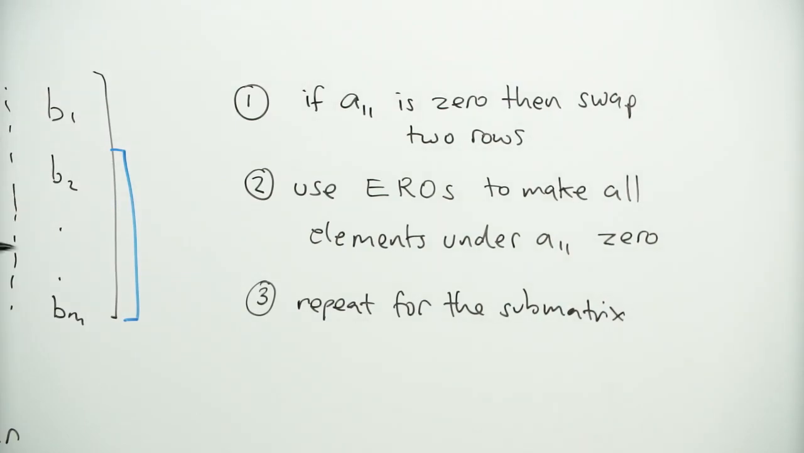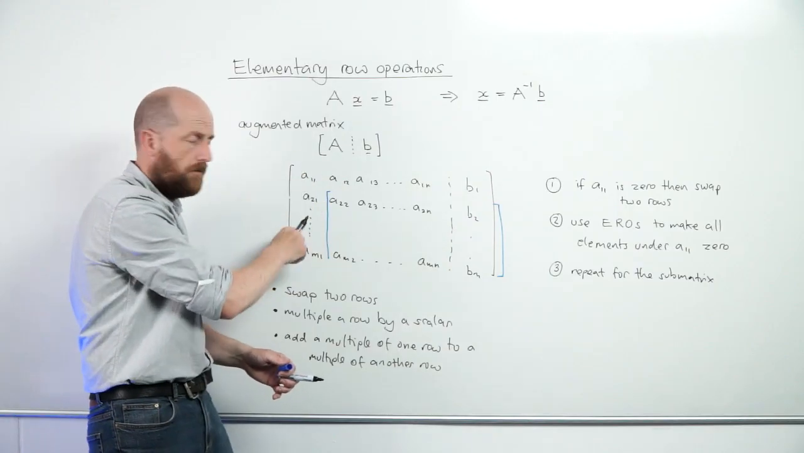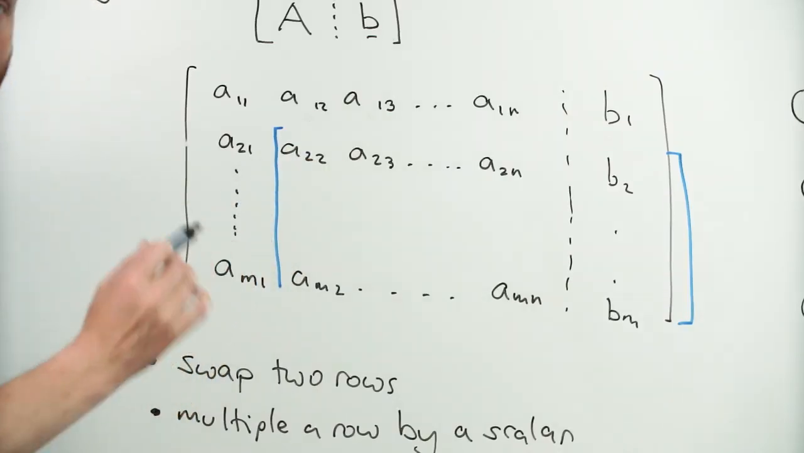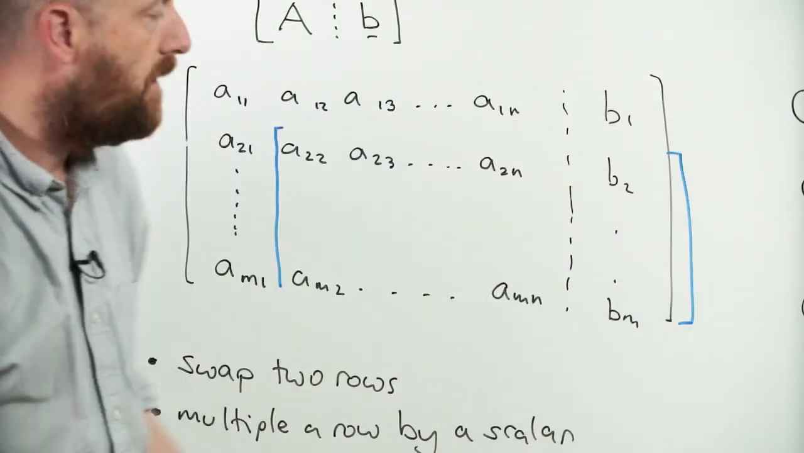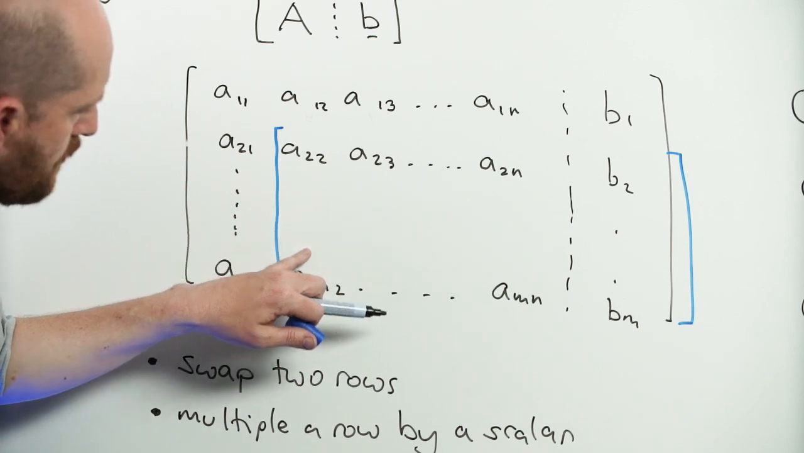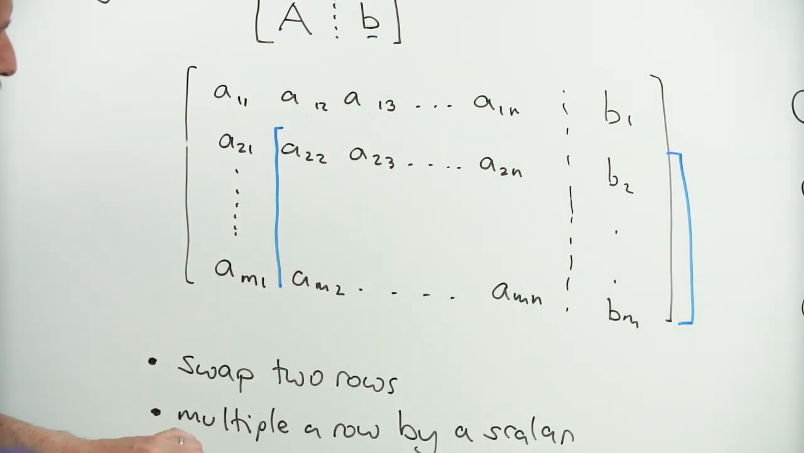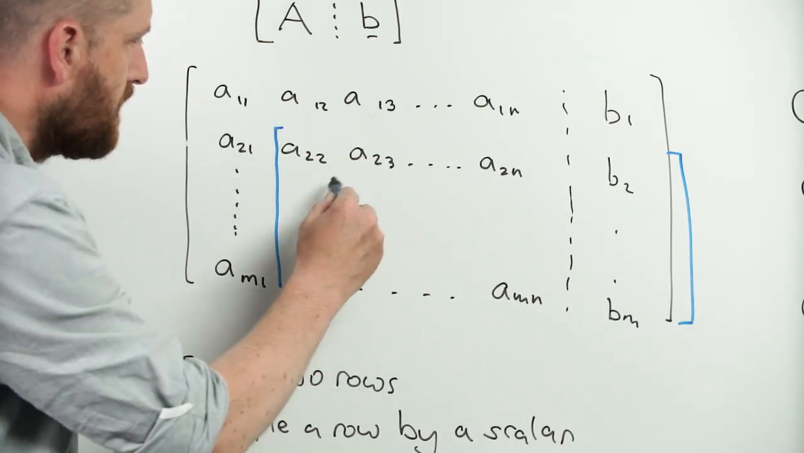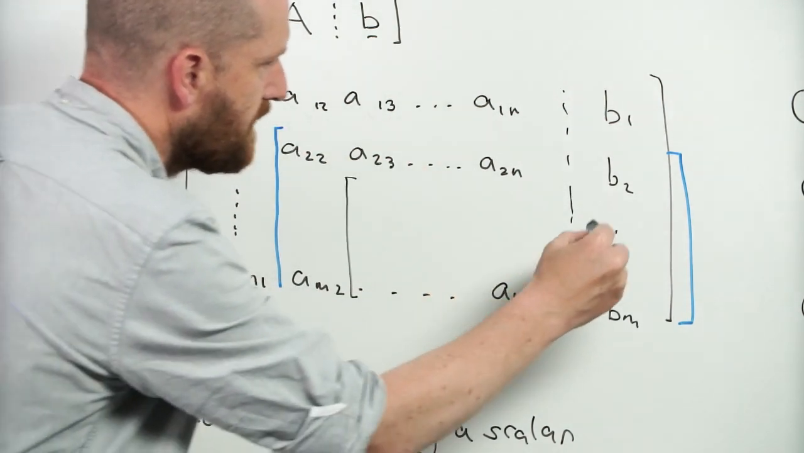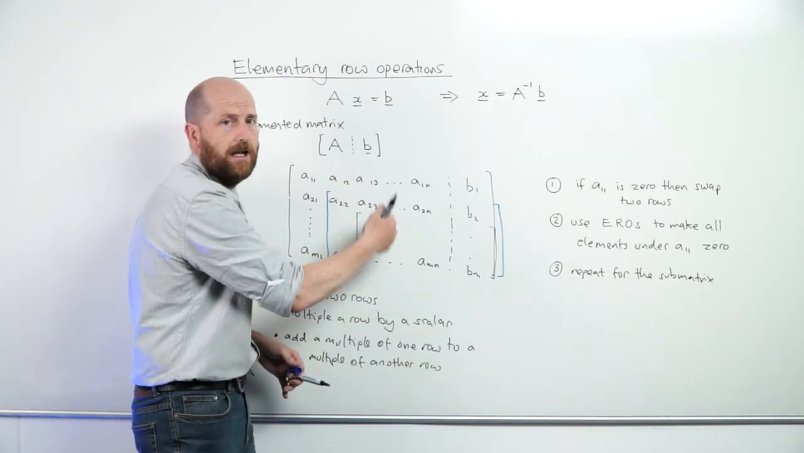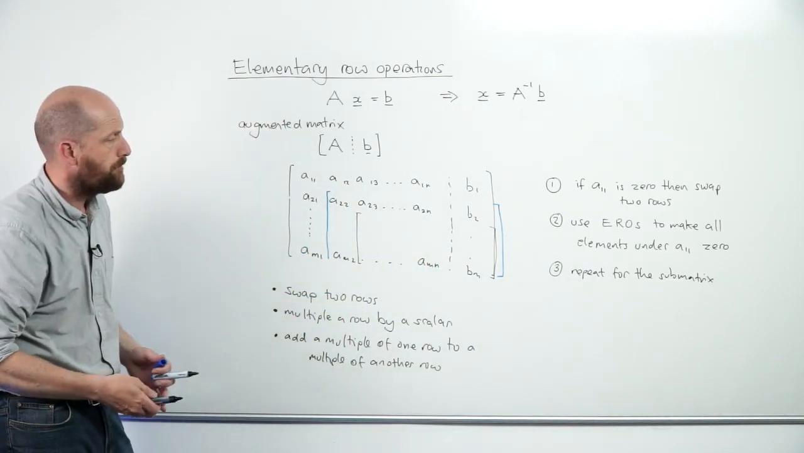So this smaller matrix here, forgetting about this column and the row here, I'm going to make sure this A22 is not 0. That's the first step. And then I'm going to make sure all the things underneath it are 0 by doing some elementary row operations. And then when I'm finished with that matrix, I'm going to look at the next submatrix inside that, do exactly the same thing. I keep going, I cascade down until I've finished.